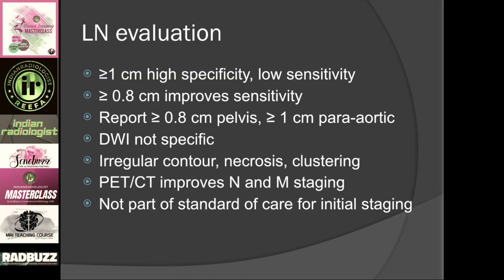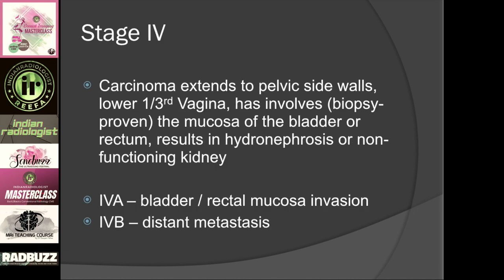For lymph node evaluation, if you go with a measurement of 1 centimeter, you could have a very high specificity but low sensitivity. Whereas if you start taking 0.8 centimeters as cutoff, there will be increased sensitivity. So at our place, we take 0.8 centimeters of pelvic lymph nodes and more than 1 centimeter of para-aortic lymph nodes as abnormal. A lymph node having irregular contour, internal necrosis, or presence of clustered lymph nodes favor it to be metastatic. PET CT or additional CT scan is going to help your TNM staging of the disease, but it's not part of standard of care for initial staging.